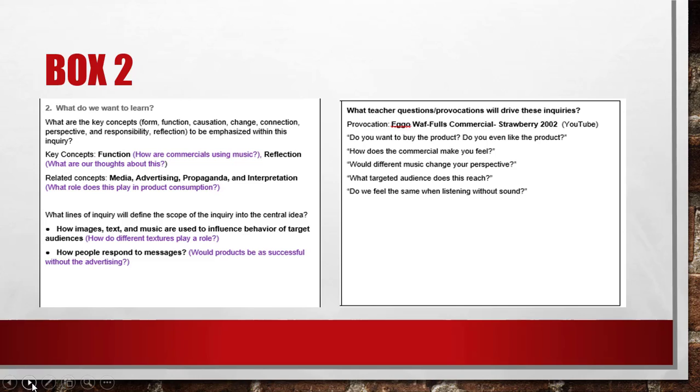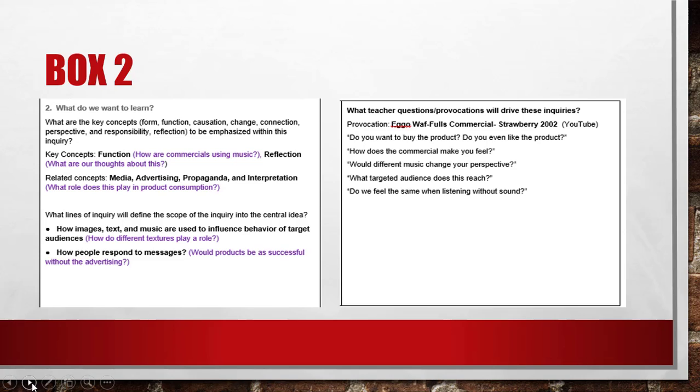Often the way commercials are done makes you want the product, even though you might not like the product. It makes you want to go out and buy the product. So this whole unit is having scholars pinpoint how this happens and how it's successful. How does the commercial make you feel? Would different music change your perspective? What targeted audiences does this reach? And do we feel the same when watching without sound?